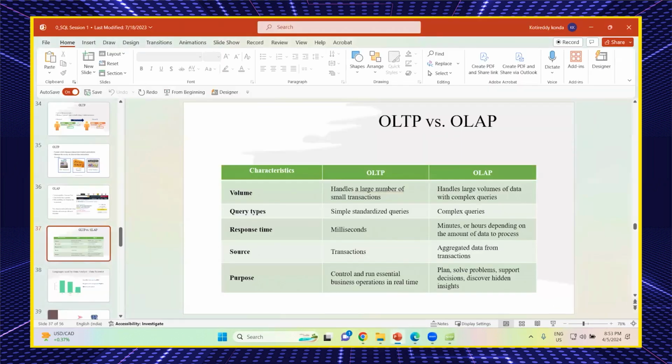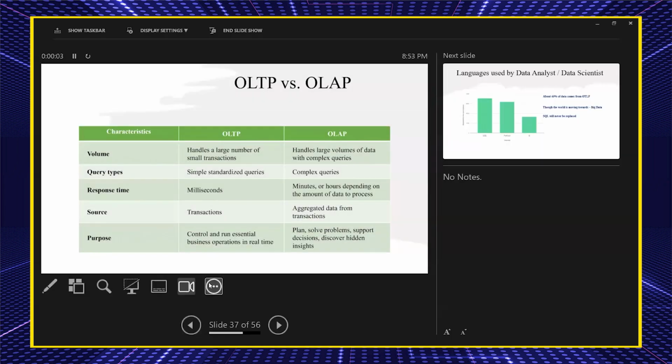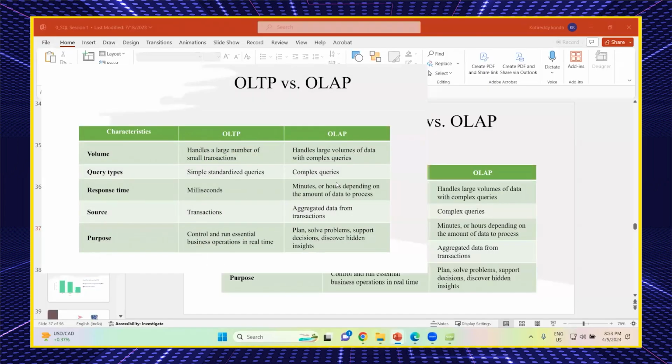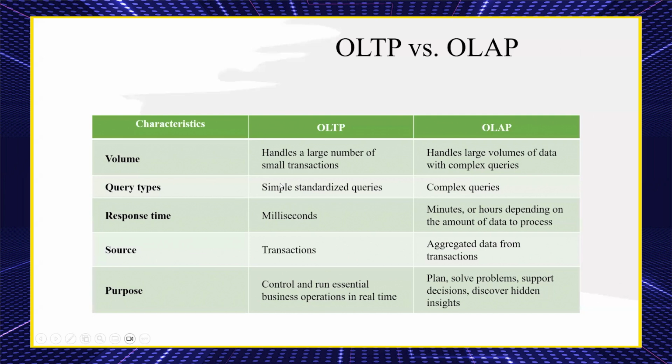Okay. Now, the first point is clear. Let me come back to the topic. Now here, query type: simple standardized query. So from account number to account number, transaction delivered, right? Checking whether the amount is available is a complex query. What is the response time? It will take milliseconds, but OLAP will take minutes, hours, even days.